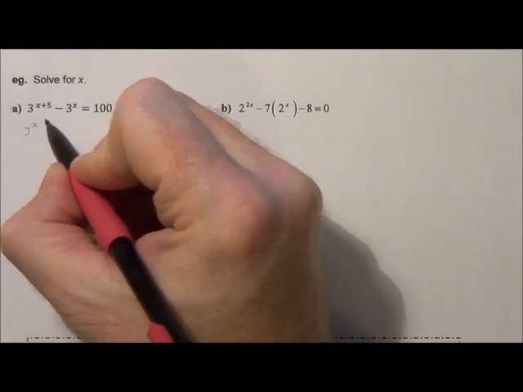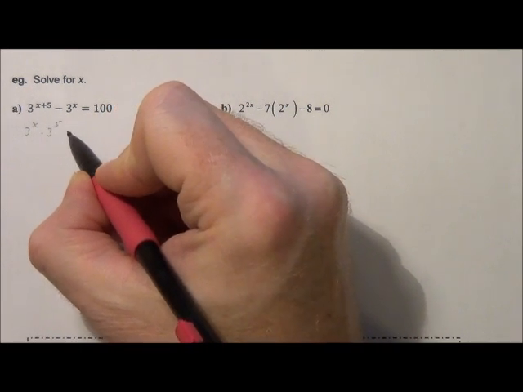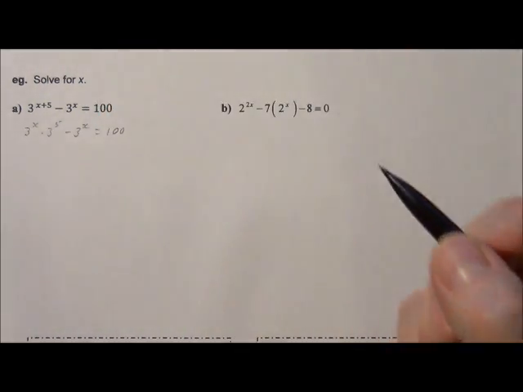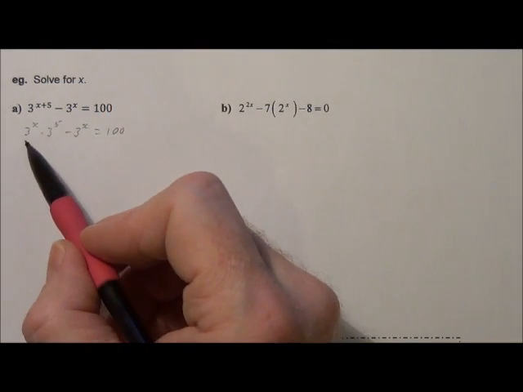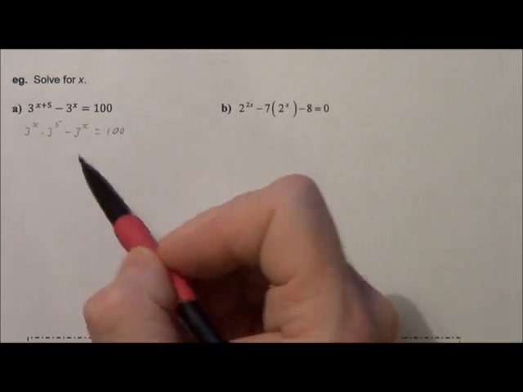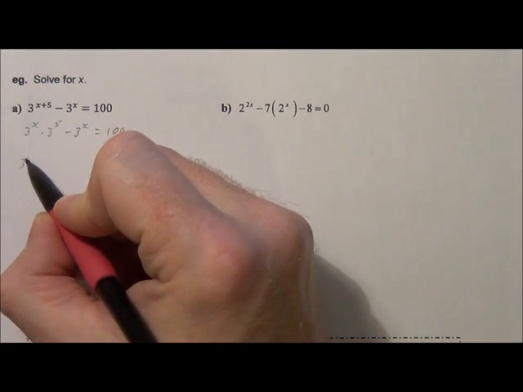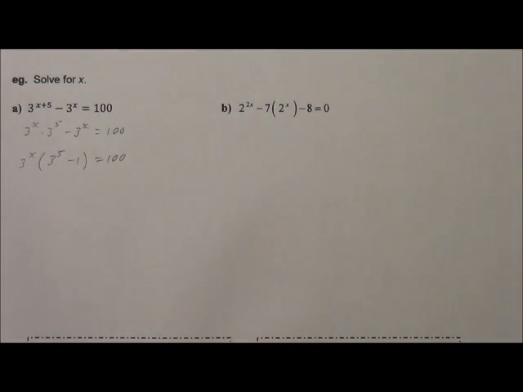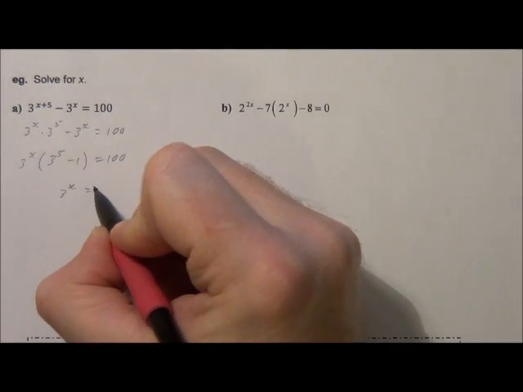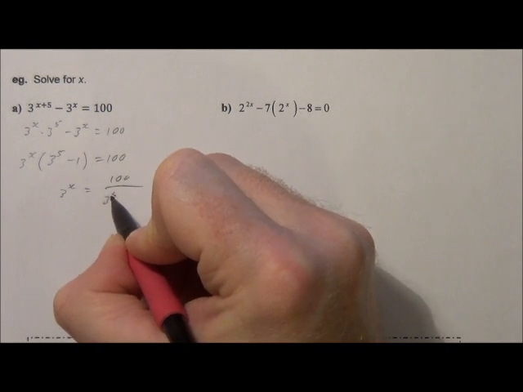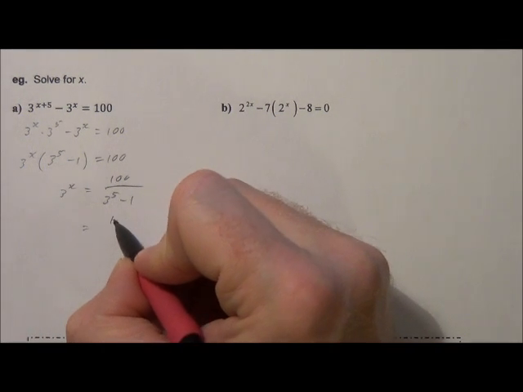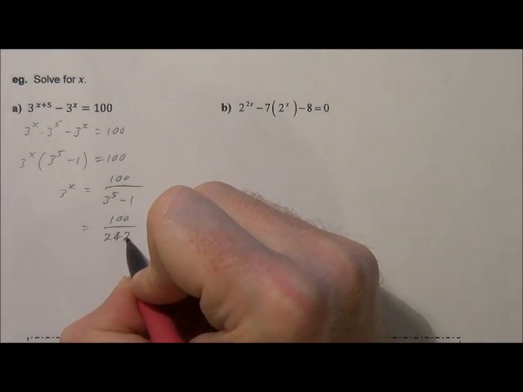And we could say that's 3 to the x times 3 to the 5 minus 3 to the x equals 100, because when you multiply powers together, you add the exponents. And then now I can just factor out the 3 to the x. Then I can divide both sides by 3 to the 5 minus 1. And then I can work this out, so that becomes 100 over 242.